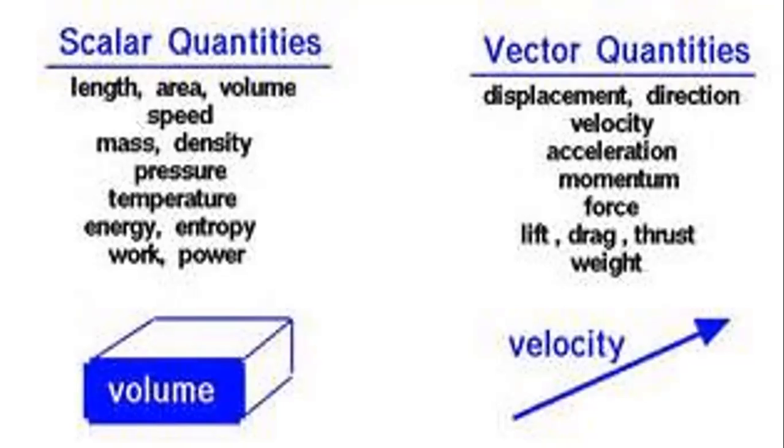Now you're seeing some of them that are very popular scalars. So you have your length, your area, your volume, your speed, your mass, your density, your pressure, your temperature, energy, entropy, work, power, volume. These are all scalar quantities. While vector quantities, you have your displacement, your direction, your velocity, acceleration, momentum, force, lift, drag, thrust, weight. These are all vector quantities because they have something to do with your direction.